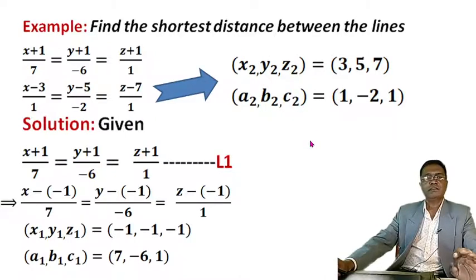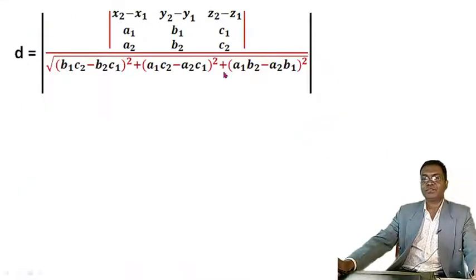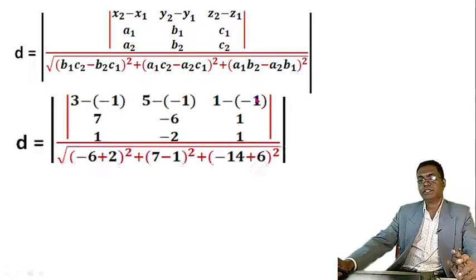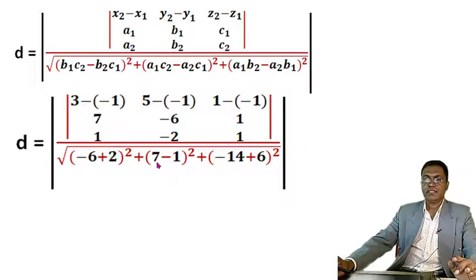Now the only thing left is to substitute in the formula. So here is the formula, and everything we have: x1, x2, y1, y2, z1, z2. So substitute here, and on substitution you will get this. Now look at this. Actually, this follows the determinant expansion method.